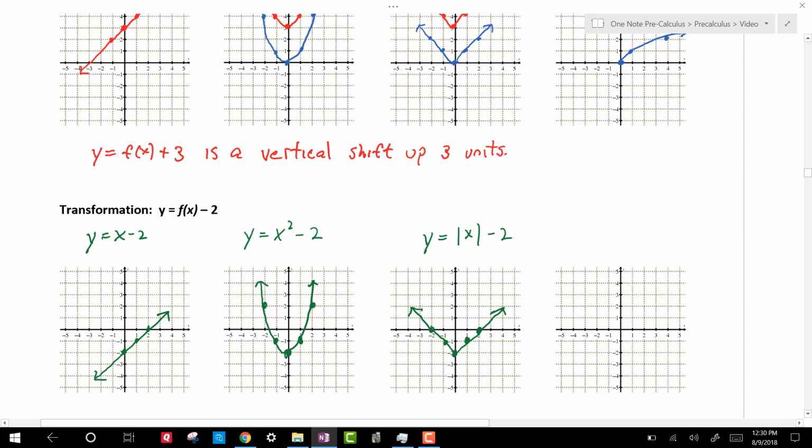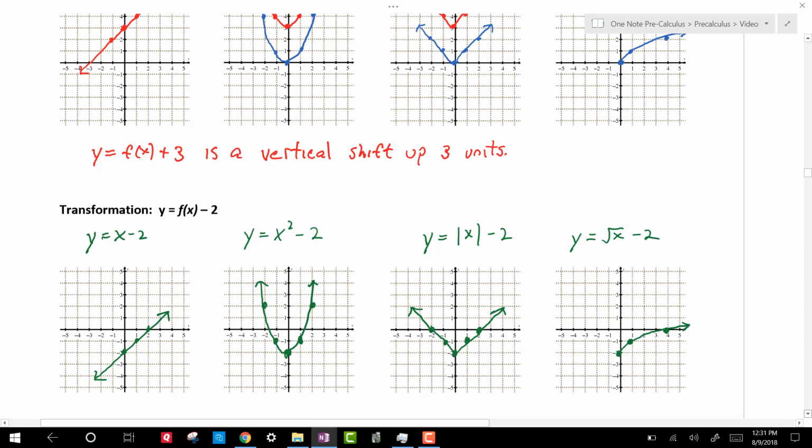And finally, my square root function, shift down 2 units, shift the first point, shift the second point, and my third point, which was at 4, 2, shift it down 2 units. So sometimes it's kind of nice at first to have the parent function in front of you so you can see what's going on. By the way, this would be y equals the square root of x minus 2.